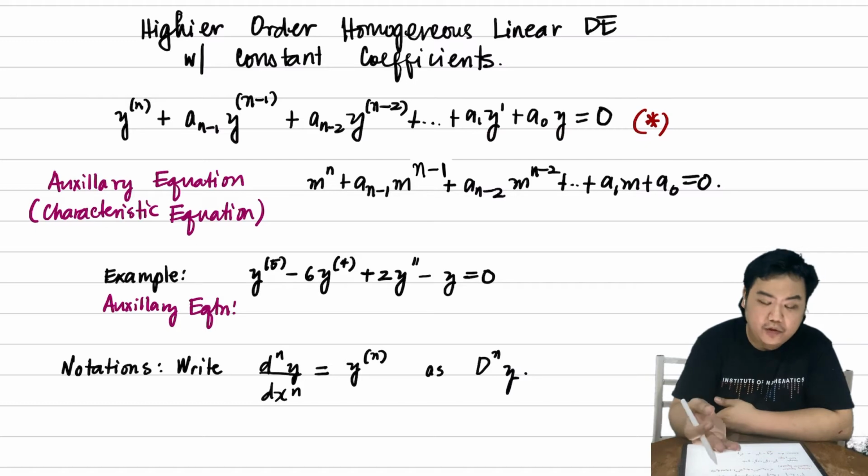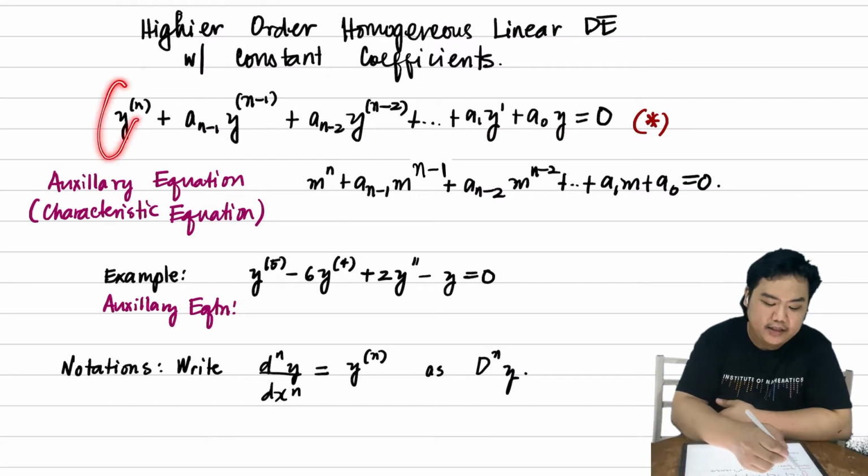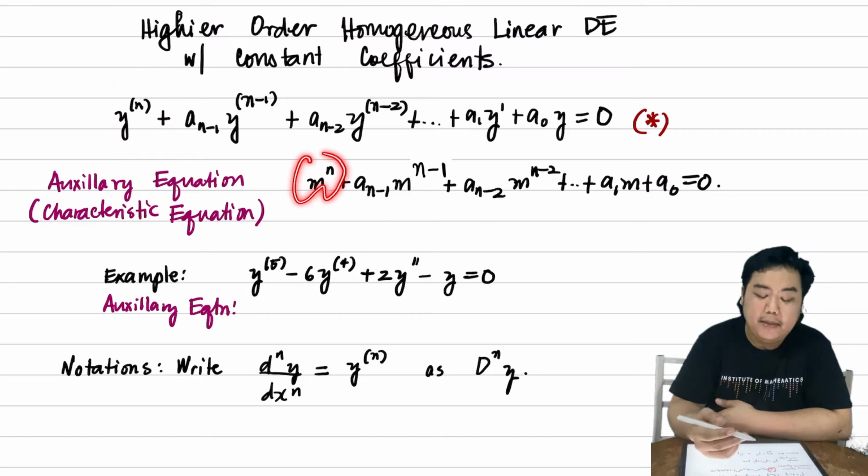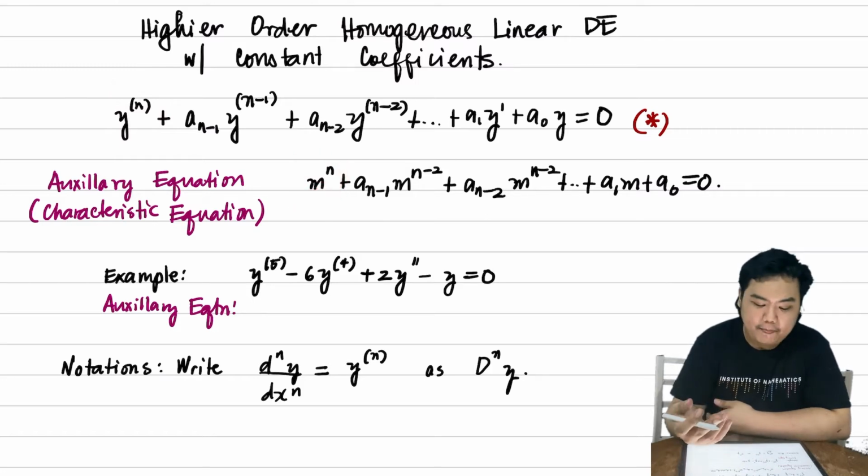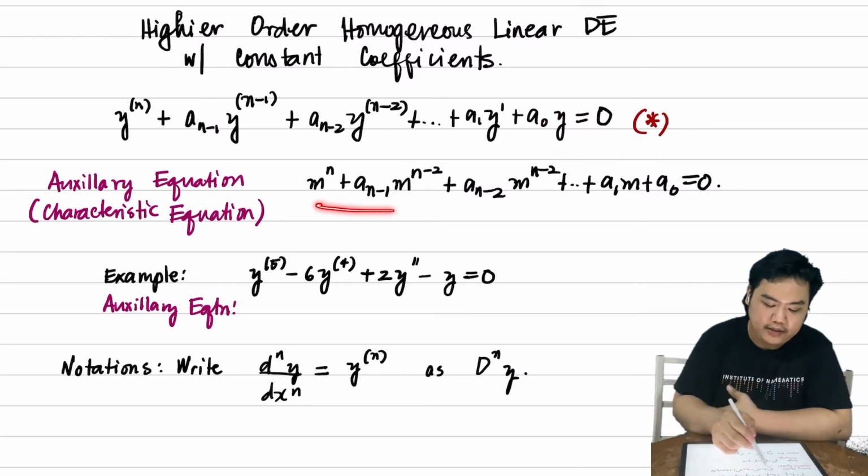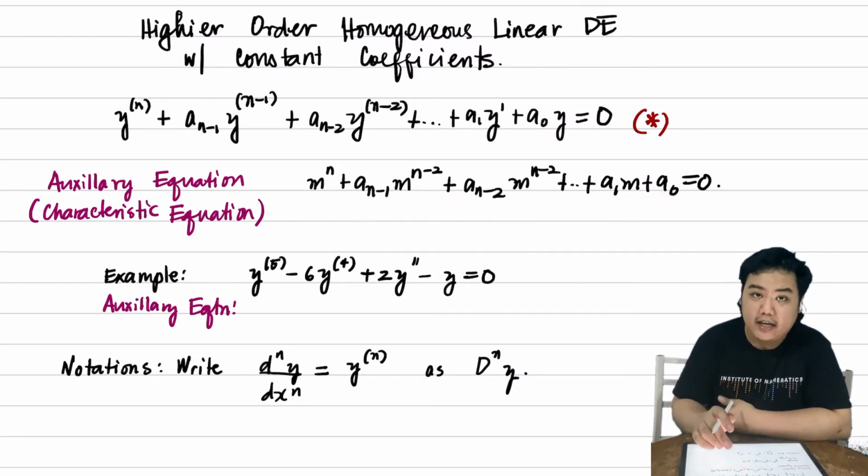And of course, kailangan ulit natin for this video is the auxiliary equation or the characteristic equation wherein you just replace the nth derivative by m raised to n. Tapos, yung y, you replace it by 1. That's why you get this characteristic equation.